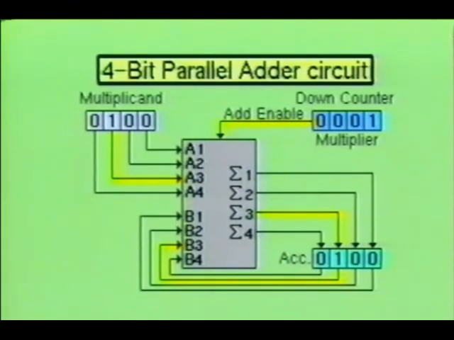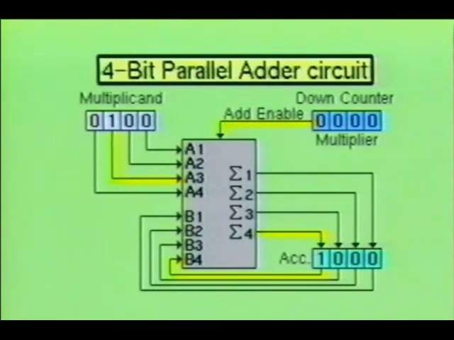Next, the multiplier again decreases by 1, which in turn enables the adder stage to add the inputs of A1 to A4 with the inputs of B1 to B4. At this point, inputs A1 to A4 have a binary value of binary 4, and inputs B1 to B4 also have a value of binary 4. Therefore, the accumulator will store this sum as a binary 8.